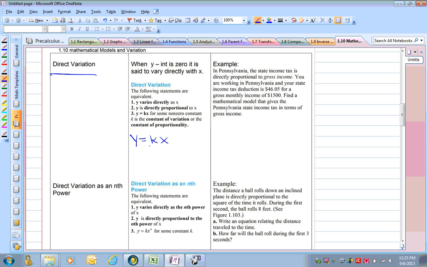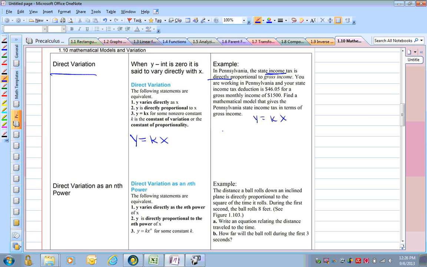Let's look at this example. In Pennsylvania, the state income tax is directly, there's our important part, and as soon as you see that, you're going to think of that equation, y equals kx, proportional to gross income. Also, the first thing that is stated in the problem is, I would say 99.9% of the time, your y value. It's the thing that comes first. So our income tax would be our y.